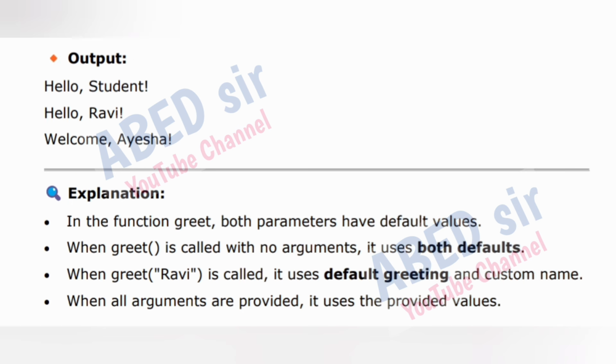Output: Hello, student. Hello, Ravi. Welcome, Aisha. Explanation: In the function greet, both parameters have default values. When greet is called with no arguments, it uses both defaults. When greet(Ravi) is called, it uses the default greeting and the custom name. When all arguments are provided, it uses the provided values.